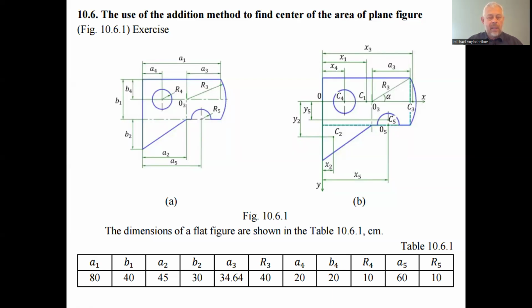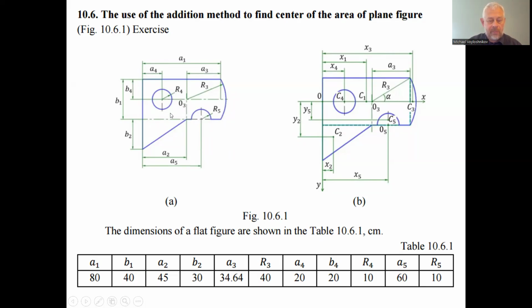And we have the exercise. The exercise is to find the area and the center of the geometric figure shown in figure 10.6.1a. This is a figure and its geometric elements. The figure could be just a transverse section of any rod, for example, or beam. Or it can be a detailed mechanical part, and in the next subject we find its elements of motion. But first of all, we must find the center of the area and the area of this figure.